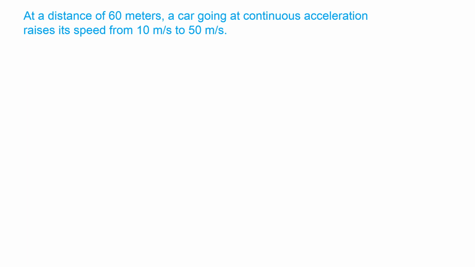At a distance of 60 meters, a car going at continuous acceleration raises its speed from 10 meters per second to 50 meters per second. How much time does it take to increase that speed?